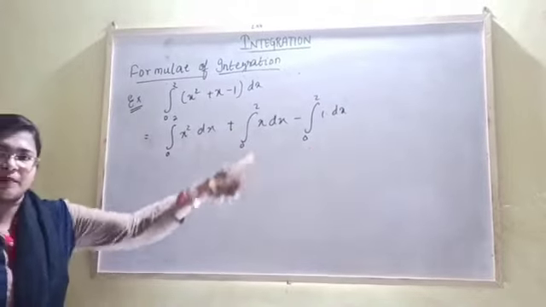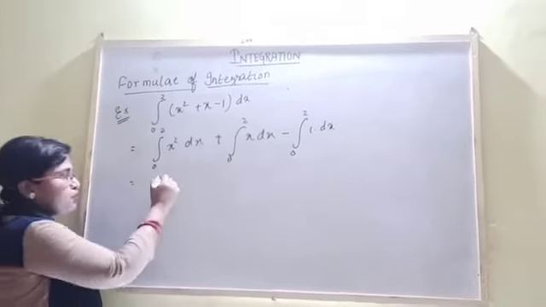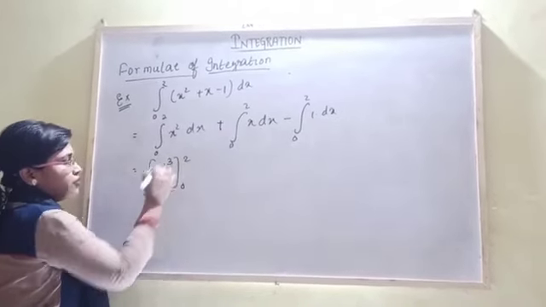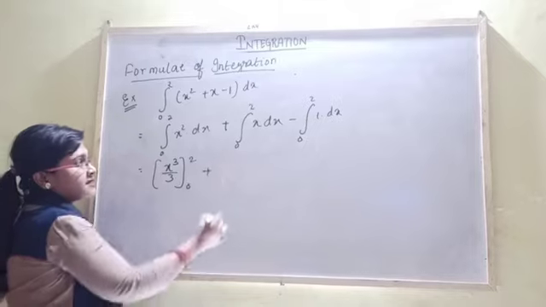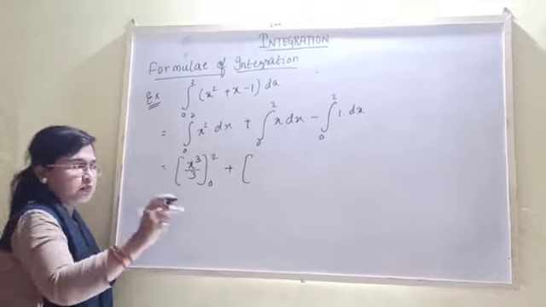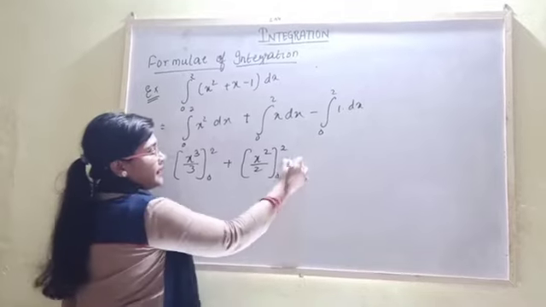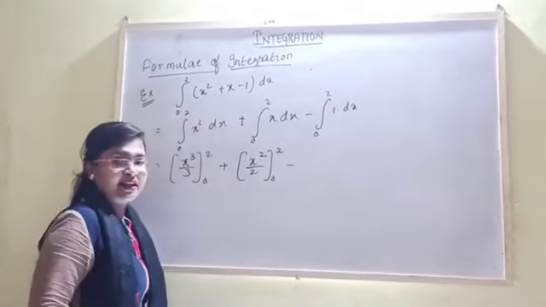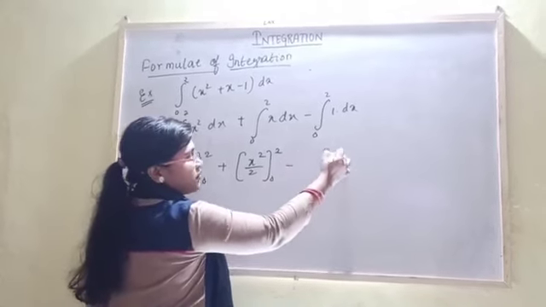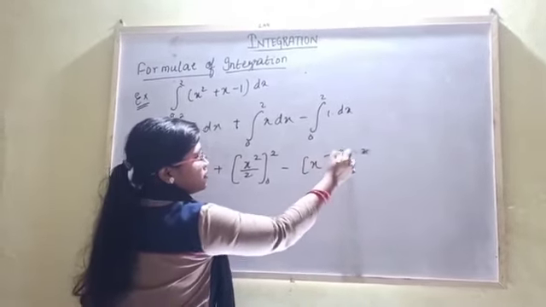Now you can easily separate this and do the integration. X square dx, you know, 2 plus 1 by 2 plus 1 is x cube by 3, and from the limit 0 to 2. Any doubt? Plus integration of x dx, the power of x here is 1, so 1 plus 1 divided by 1 plus 1, so x square by 2 from 0 to 2, minus 1 dx. 1 dx, let it be x to the power 0. So we remember that integration of dx is only x. We can write it as x from 0 to 2.